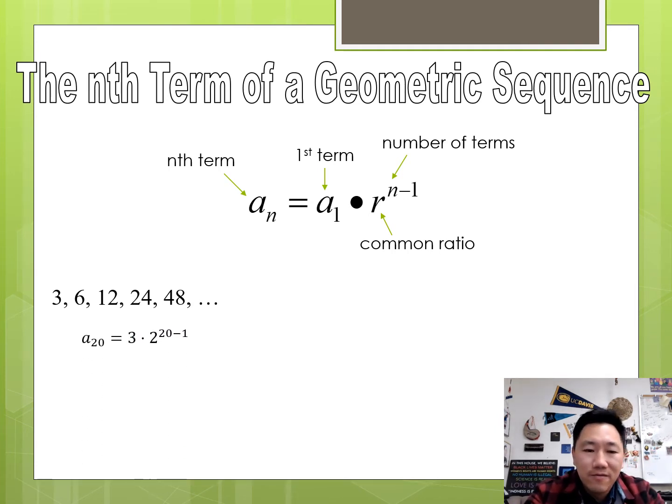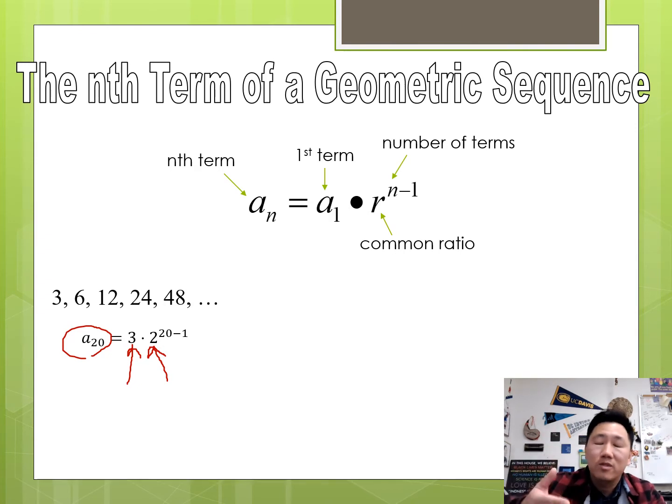So here it is. Fill it in. We're looking for the 20th term, so a sub 20. A1 is the first term, which is 3. The r is the common ratio. We're multiplying by 2 every single time. And then here's the 20th term, the number of terms that we're looking for. All right, so filling in the formula, this is what we have.